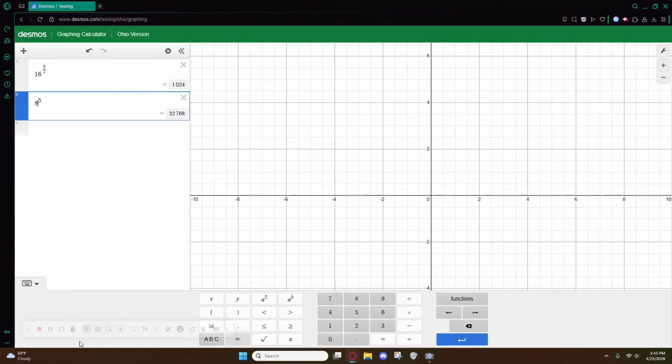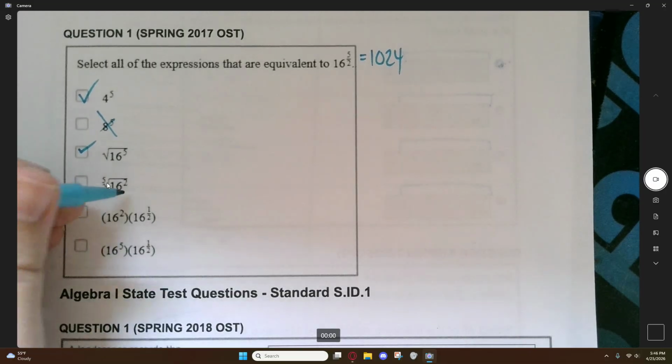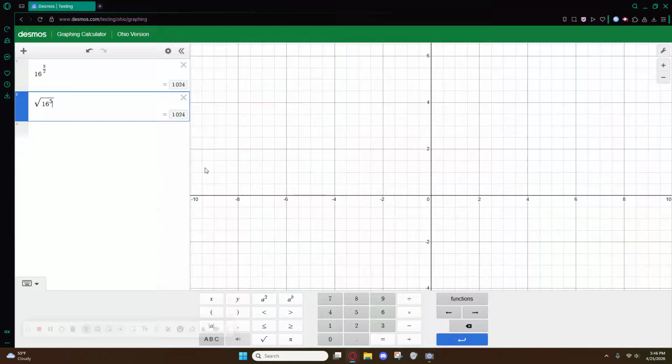We're going to open up our keypad here. We're going to hit the square root button. Oh, goodness, that's not what I want. We're going to hit the square root button. We're going to hit 16 to the 5, and that gives you 1024. You check it off. This would be the fifth root of 16 squared. I can tell you now it's not going to be that, but just for fun, let's take a look.